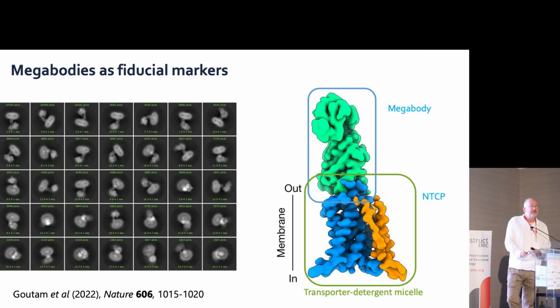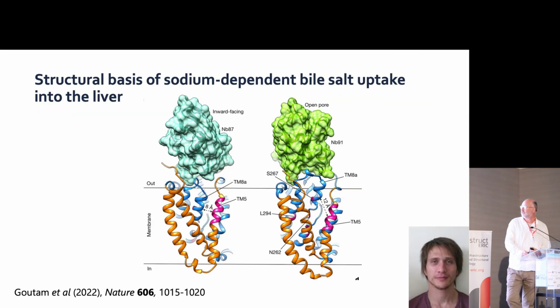And if you use different megabodies built from different nanobodies that bind different conformations of the same transporter, you can even solve structures of different conformations of this particular transporter.